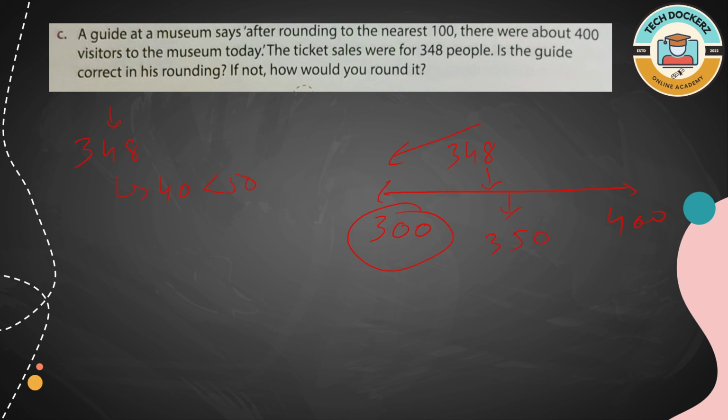So the guide at the museum is incorrect in his rounding. So I can write here, he is incorrect in his rounding. Now the second part of the question is, how would you round it? Any value which is equal to 350 and less than 400, which is 399, is a correct value which we can round to 400. All right, so this is the end of exercise 1D.